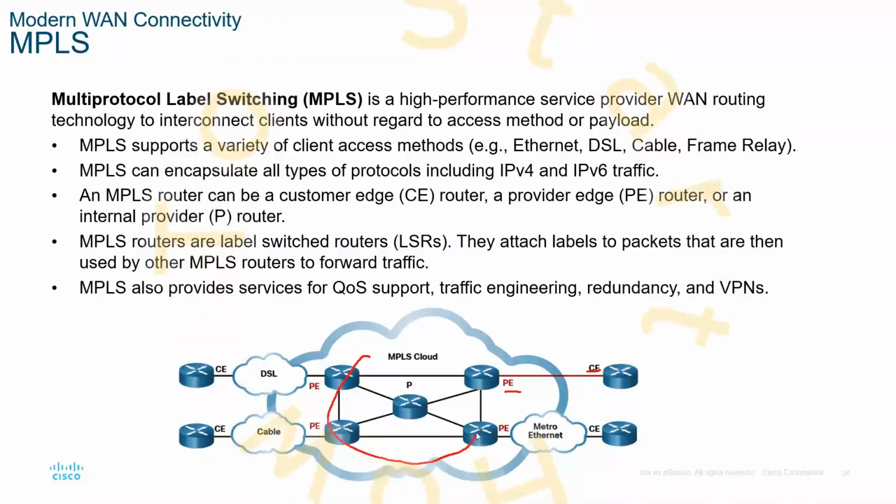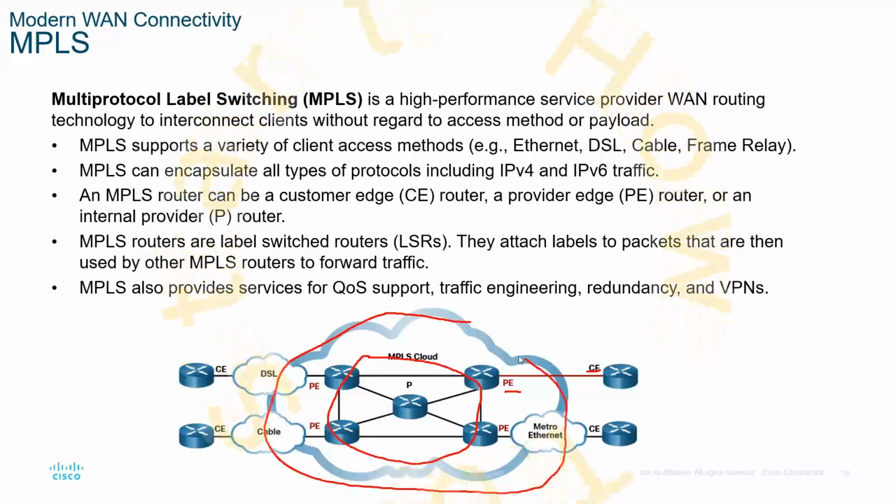So here's an MPLS cloud. Here's our internet cloud. And the MPLS router will basically label switch routers using LSRs. They attach a label to packets that are then used by other MPLS routers to forward traffic. And this is done fast. MPLS normally is classified as a layer 2 technology dealing with layer 2 switching. That's why it will be high performance switching using labels.